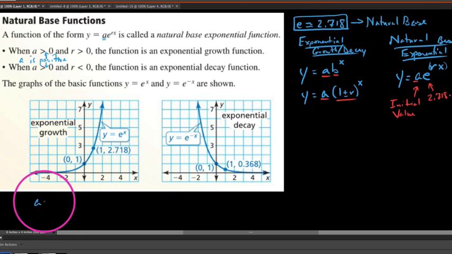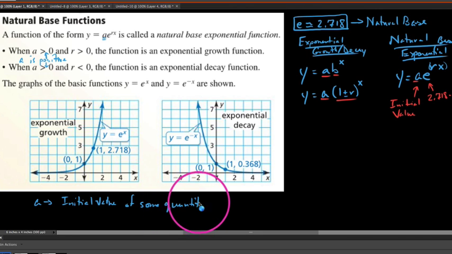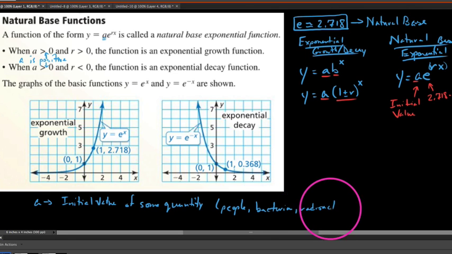And so that's another thing I want to write here. a is the initial value of some quantity. And so when we talk about some quantity, of course this could be people, for example, like bacteria in a colony. We could say radioactive elements, like how much it contains of some radioactive element. But we say the initial value of some quantity here, and we're going to say r.